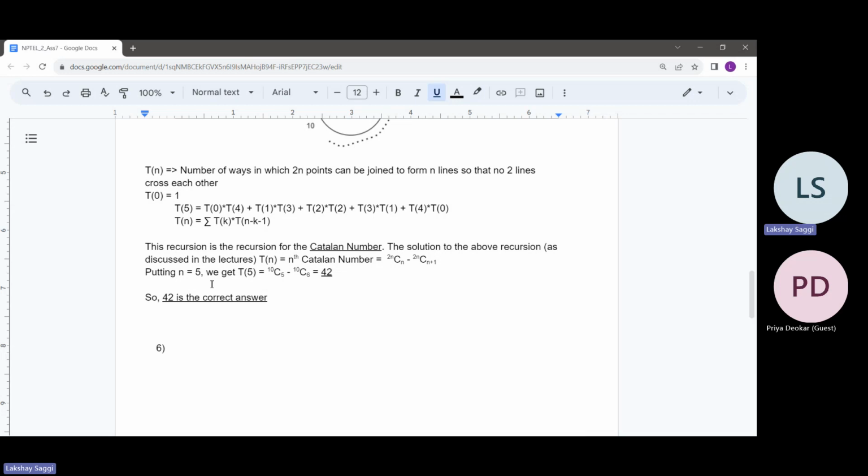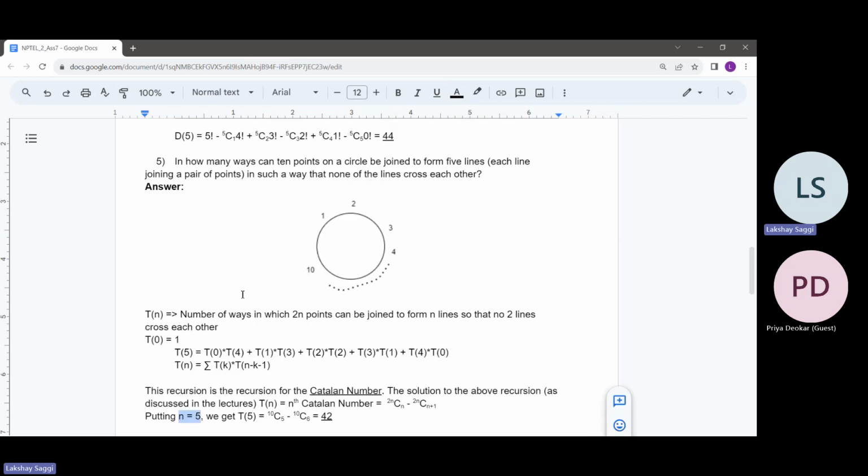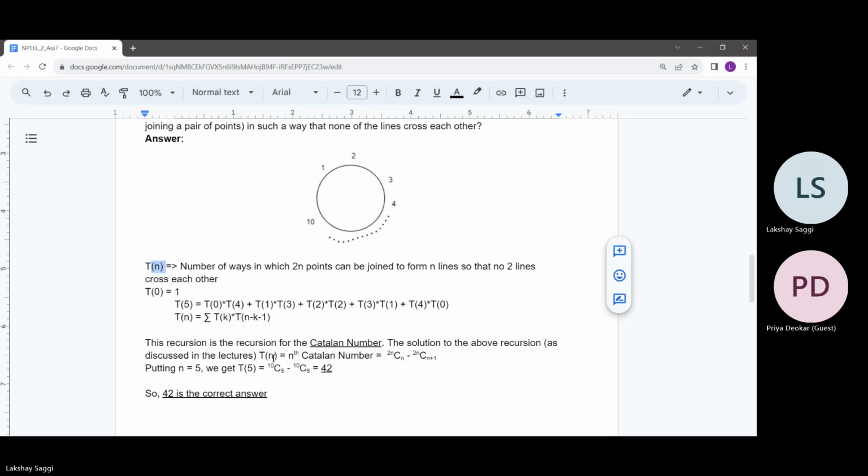I hope you understand why we put n equals 5, because in Tn we actually took two endpoints. If we need to form n lines, that was what we meant by t of n. And here we need to form 5 lines. So 5 lines will be formed when we put n equals 5. So this is what we get as 42.